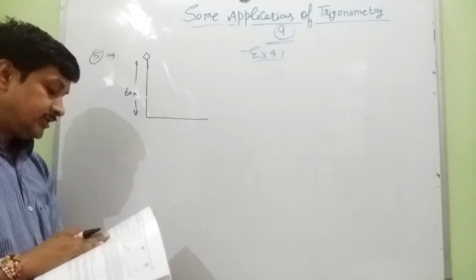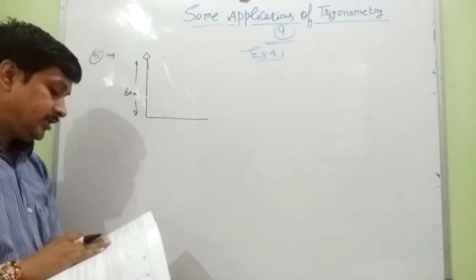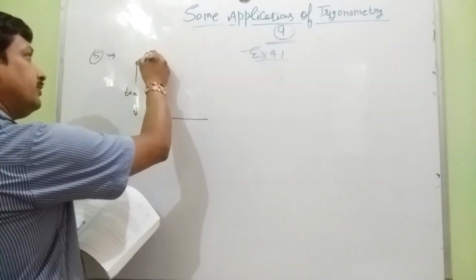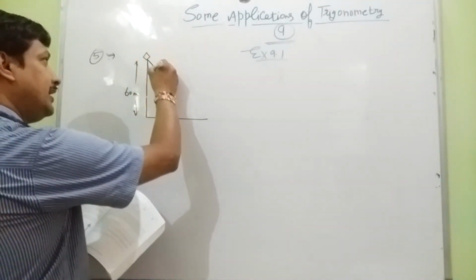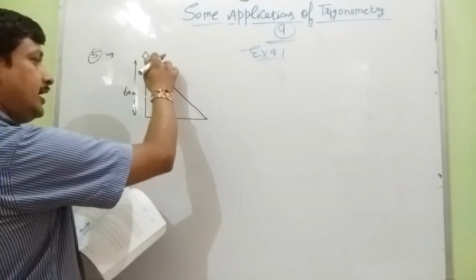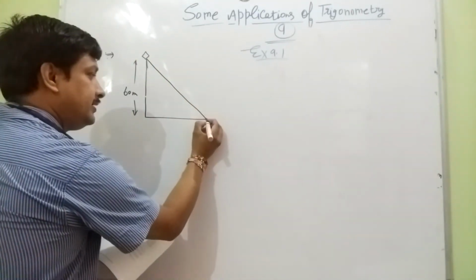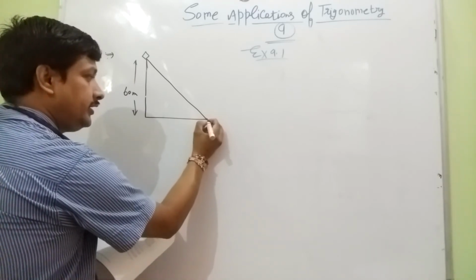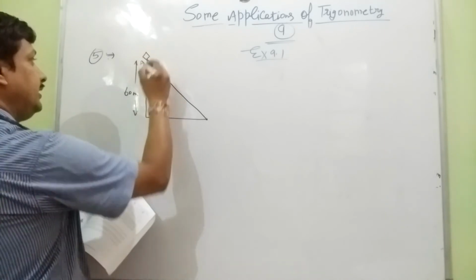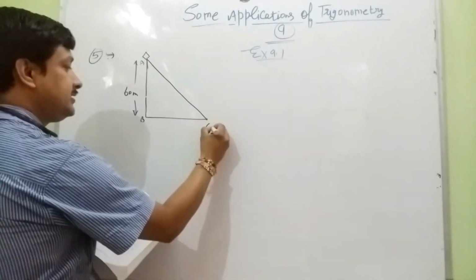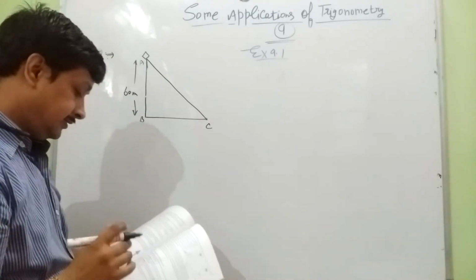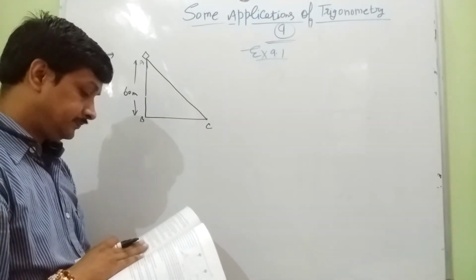The string attached to the kite is temporarily tied to a point on the ground. Now the kite will fly like this, and this is the string attached to the kite and it is temporarily tied at this point of the ground. Let us consider it AB and C is the point where the string is just temporarily tied.